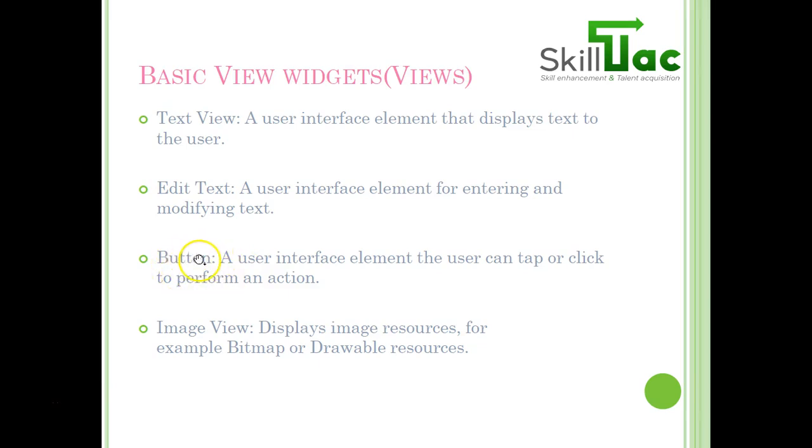Then if you look at the third view, that is the button, it is a user interface element the user can tap or click to perform an action. Basically what it means is that any information that we've entered, we need to perform an action on that information, then we use the button view. The button helps send the information from the front end to the back end.